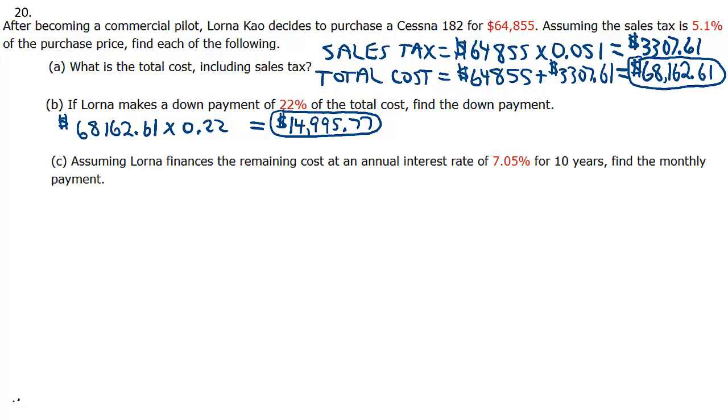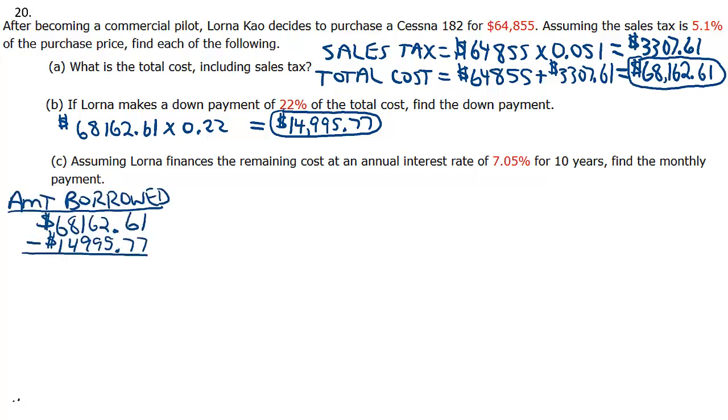Part C says, assuming Lorna finances the remaining cost at an annual interest rate of 7.05% for 10 years, find the monthly payment. Okay, the amount borrowed was the Part A answer, $68,162.61. But she's not going to finance the entire amount. She's going to make a down payment of $14,995.77. That's the B part answer. So Lorna is only going to finance $53,166.84. So that's the number that we got to use in the formula.